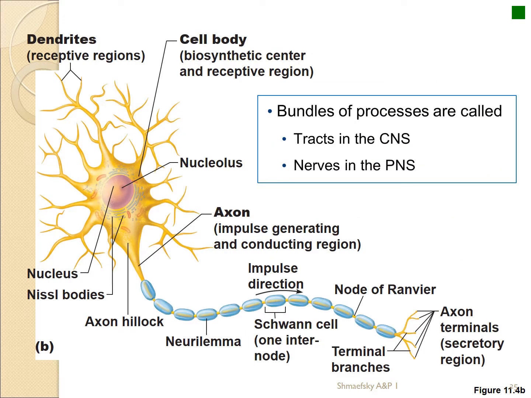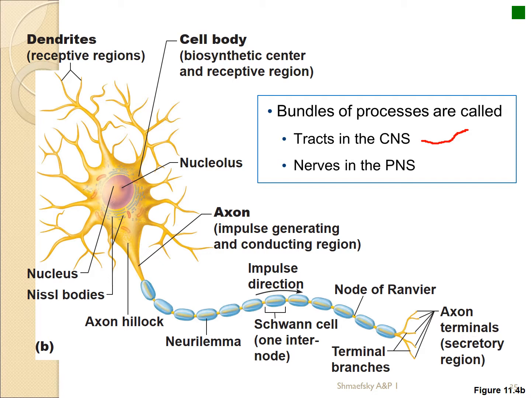So what does a neuron look like? And what are its parts? Understand that neurons don't just work individually. They work in bundles, or what we call tracts, depending on what you're looking at. So in the central nervous system, bundles of neurons working together are called tracts. And bundles of neurons working together in the peripheral nervous system we call nerves.